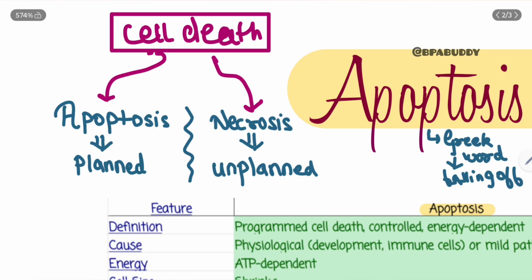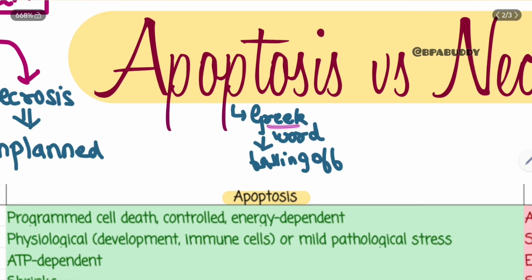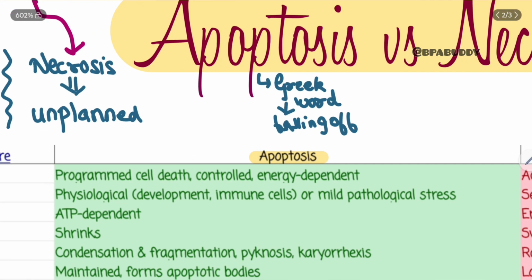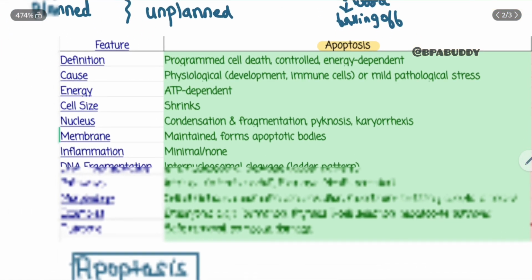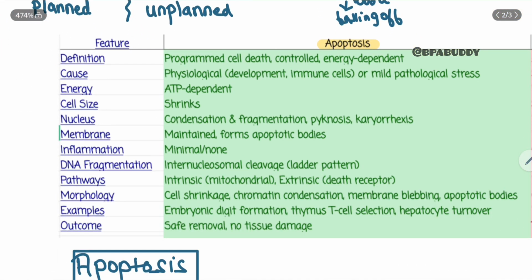So let's start with apoptosis. Apoptosis arises from a Greek word which means falling off, and falling off comes from the leaves falling from a tree. So it means cells are dying in a controlled and natural way. Let's talk about the energy requirement. Energy is very important in apoptosis as it is an energy dependent cell death, and the cell is using energy to die. So it is a neat and organized kind of death.